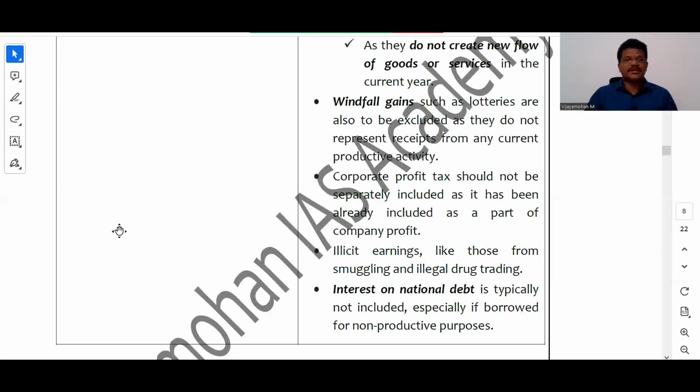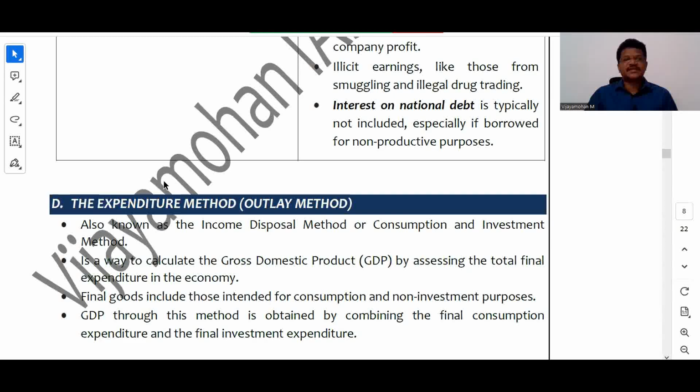Generally the interest on debt does not produce any new goods or services in an economy. So okay, economy lo interest on national debt అనేది it doesn't generate any new goods and services. Andukani while calculating income you should not include this component into the national income, right? And especially if the interest on debt is used for non-productive purposes, then obviously you should not include it in the calculation of national income. So these are the precautions you need to take while calculating the national income under income method, right?